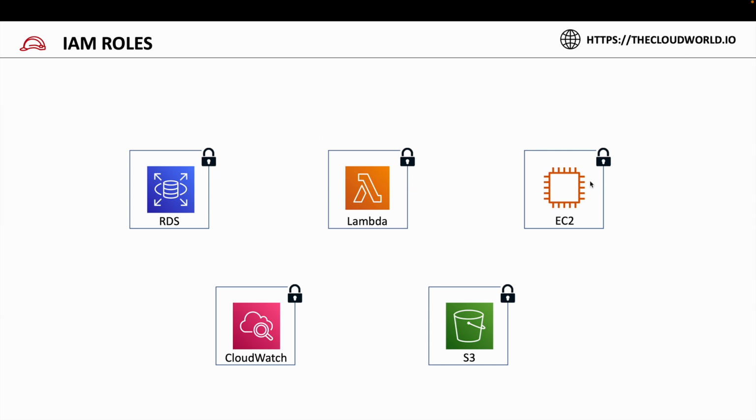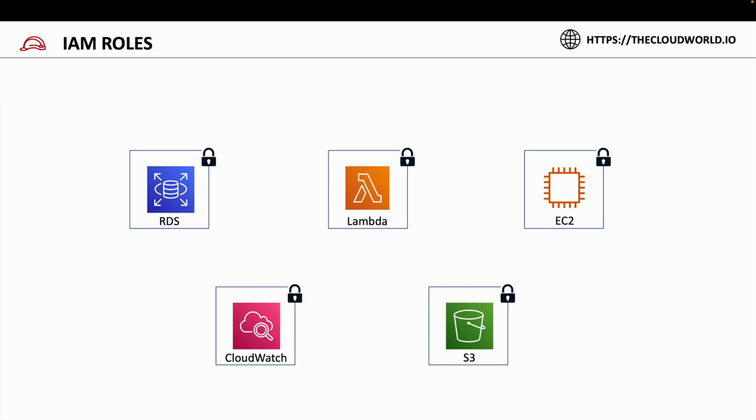Now let's suppose that for a single application, one of the services wants to establish communication with another AWS service. Like Lambda wants to send data to databases, or EC2 wants to access some data from S3, or EC2 wants to send some data to CloudWatch. In that situation, how will things work? Because all the services are locked. So to open this lock, we need a key that is called roles, IAM roles.